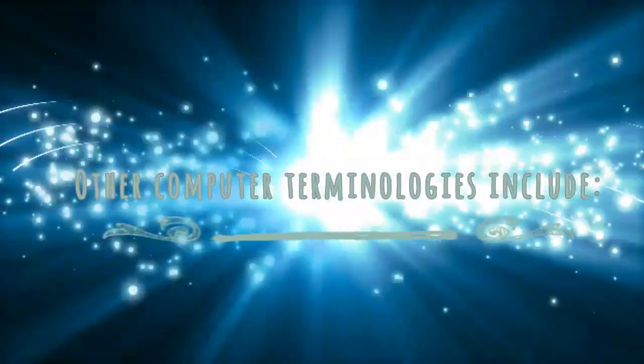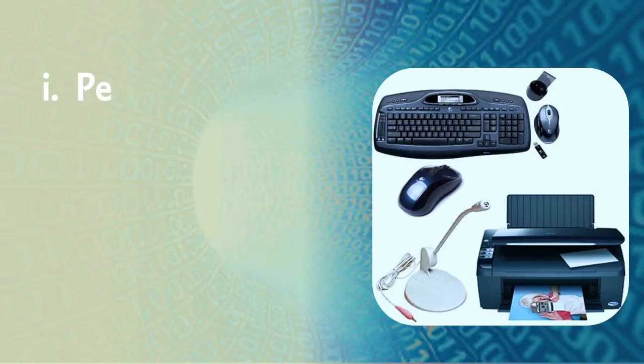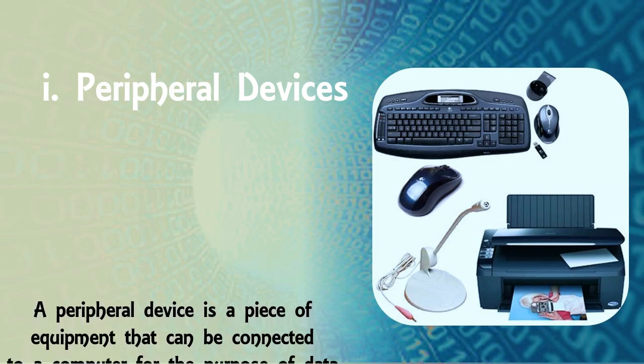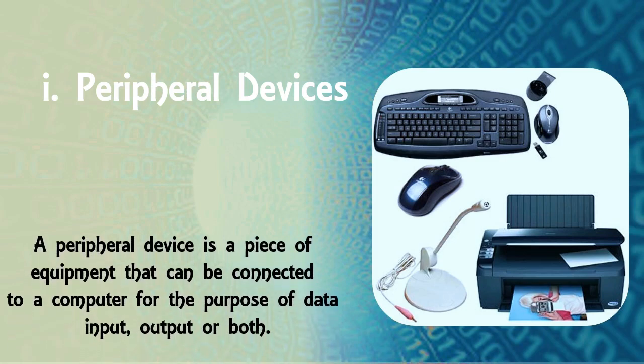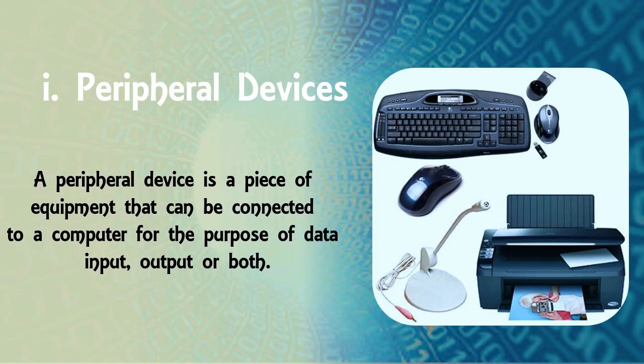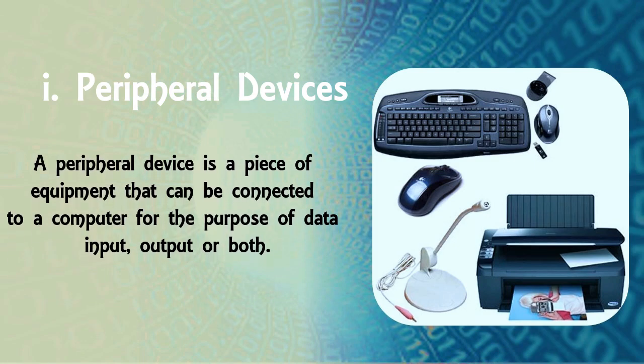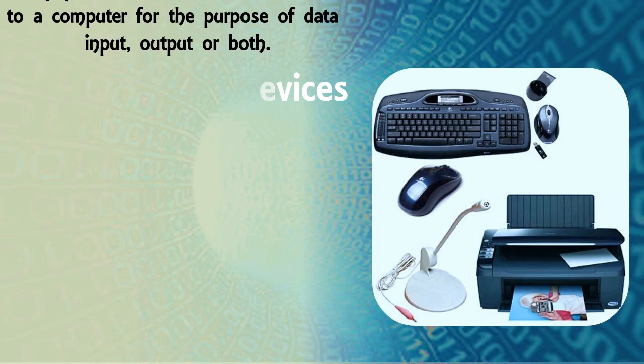Other important terminologies include peripheral device. A peripheral device is a piece of equipment that can be connected to a computer for the purpose of data input, output or for both. Peripheral devices are used by human beings to communicate with the central processing unit of the computer. Examples of computer peripherals are keyboard, joystick, external CD, monitor, printer, modem, scanner, speakers, mouse, etc.